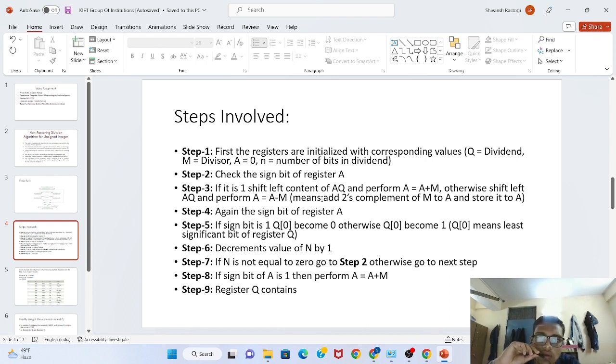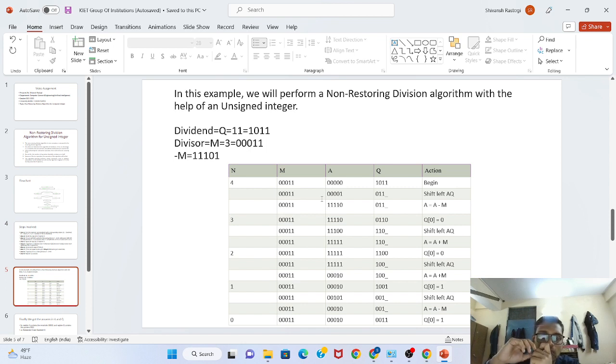So step 1, first the registers are initialized with corresponding values. You all can read. I am moving on to an example so that you can understand better. So in this example, the dividend Q is equal to 11. Here in this question we are given the dividend Q, which is storing the value 11.